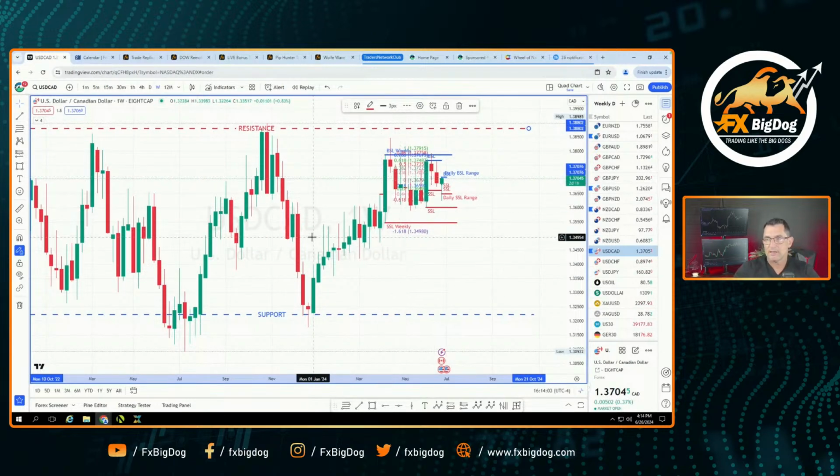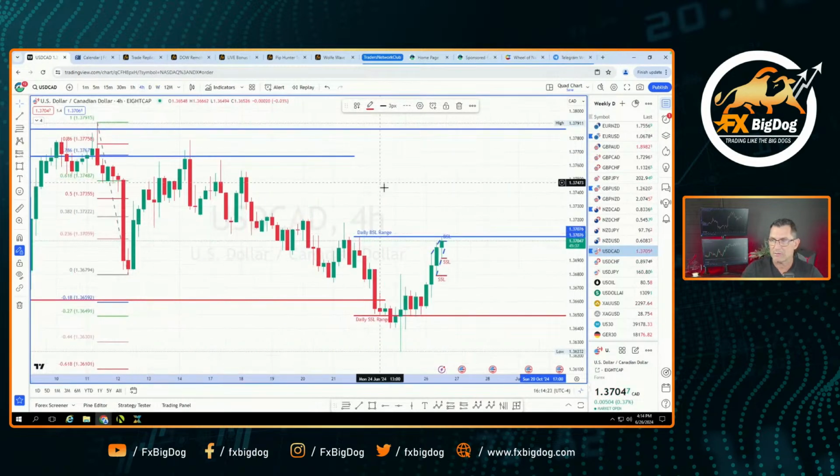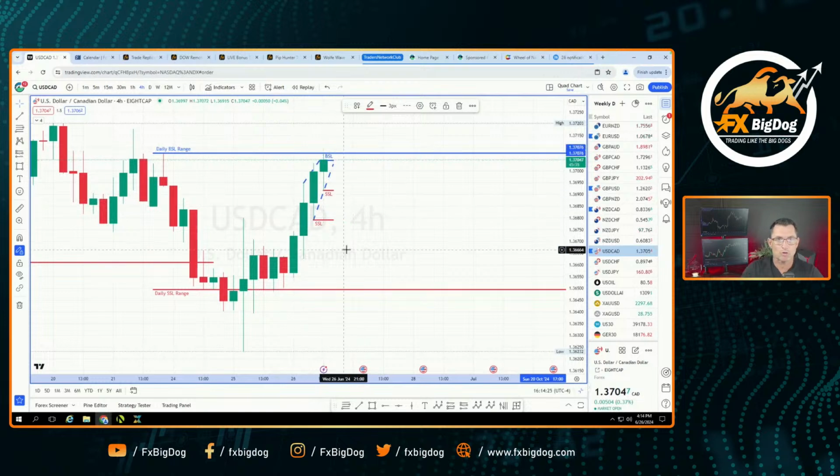Now, if you're going to say to me, well, big dog, is there not a possibility that price could move all the way up here and we could see manipulation as price takes out this buy side liquidity and comes back up to the resistance? That is always a possibility, all right? Always a possibility.